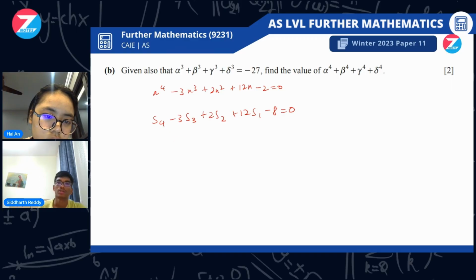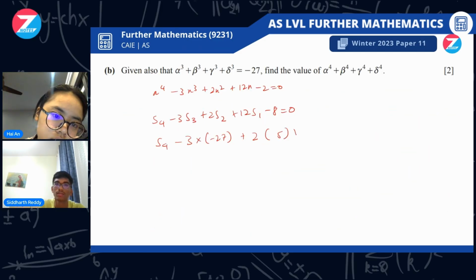Yeah. So S4 is what we're trying to find out. So minus 3 times S3 is nothing but minus 27, plus 2 times S2. S2 we already found out, they already gave it as 5 actually, plus 12 times S1. 12 S1 is nothing but 3 minus 8 is equal to 0.